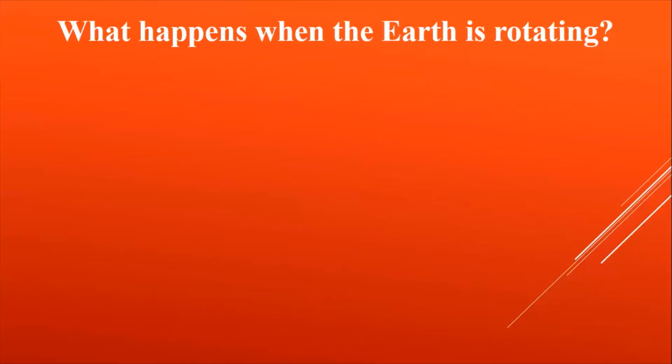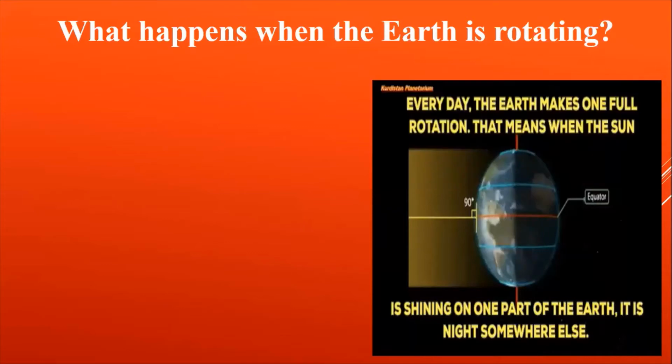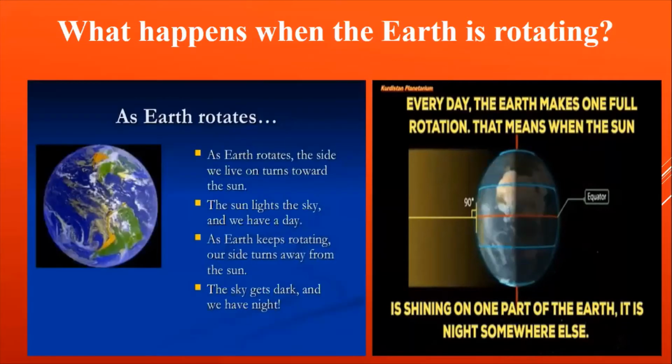Now let's see what happens when the earth is rotating. As we all know, the earth is moving on its own axis and because of it day and night is happening. How? When the earth is moving, the part of the earth that is facing the sun is having their daytime and the other part of the earth that is away from the sunlight is having their nighttime. Because of this spinning of the earth on its axis, day and night is happening.